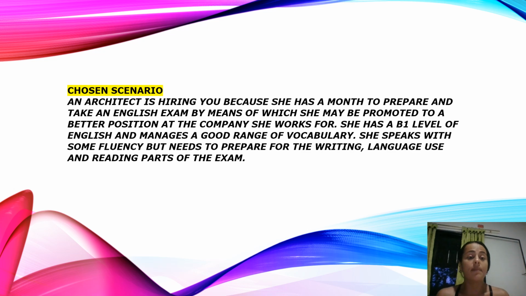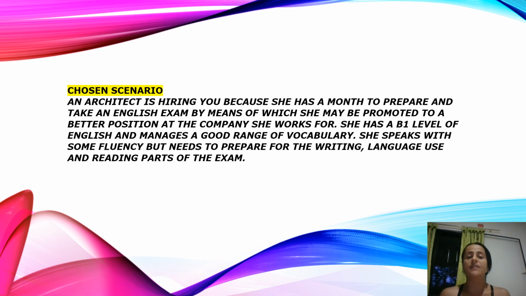Today we are going to talk about task 3 of the course Teaching English for Specific Purposes. This activity is about working on a chosen scenario. The scenario that I chose is: an architect is hiring you because she has a month to prepare and take an English exam, by means of which she may be promoted to a better position at the company she works for. She has a B1 level of English and manages a good range of vocabulary. She speaks with some fluency, but needs to prepare for the writing, language use, and reading parts of the exam.